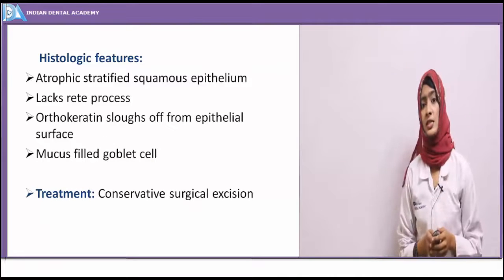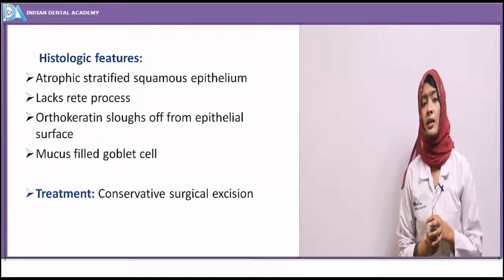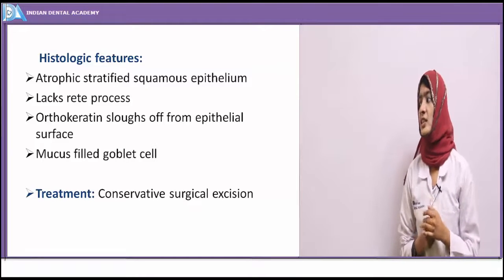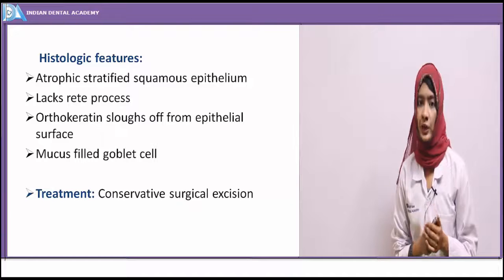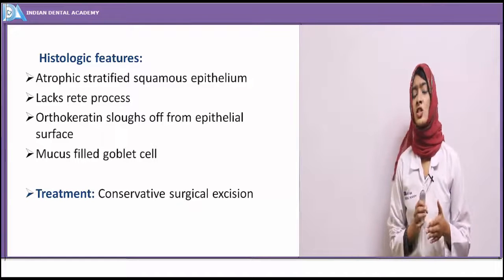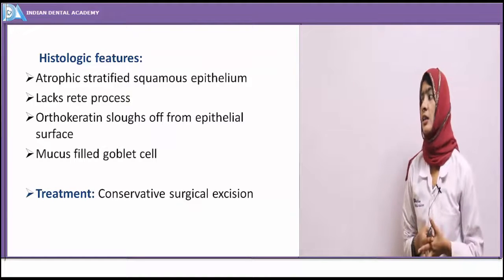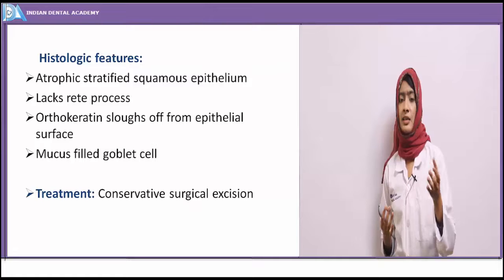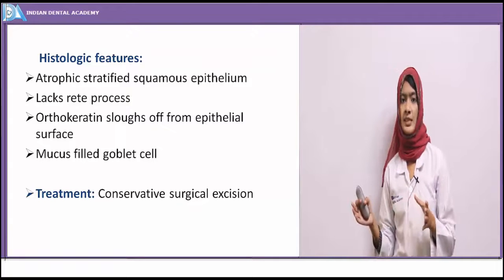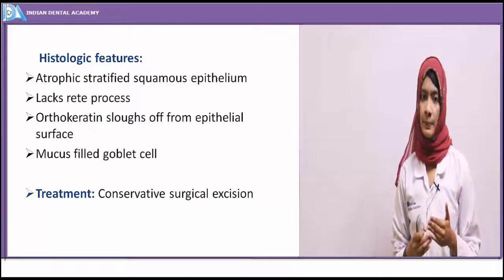Diagnosis is by histologic features. The epithelium is pseudostratified squamous epithelium, which is atrophic. It lacks rete apex, and there is presence of orthokeratin and sometimes parakeratin. The orthokeratin is sloughing away from the epithelial surface, and mucus-filled goblet cells may be seen.